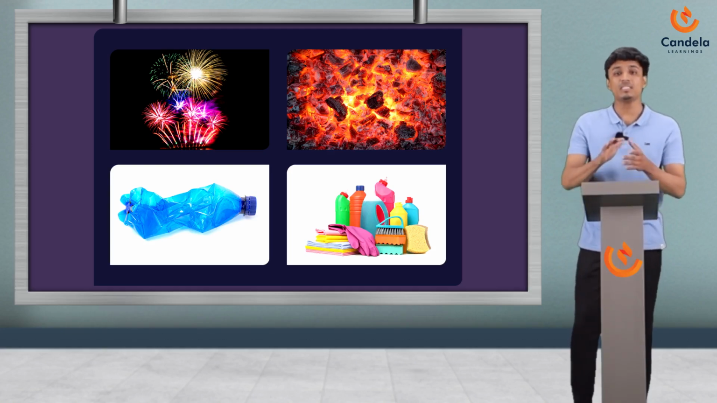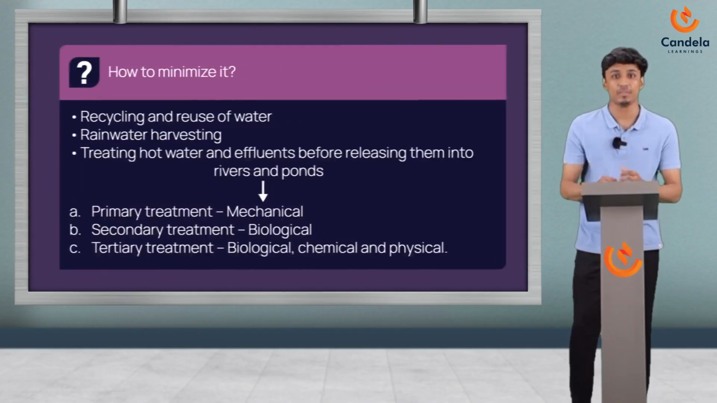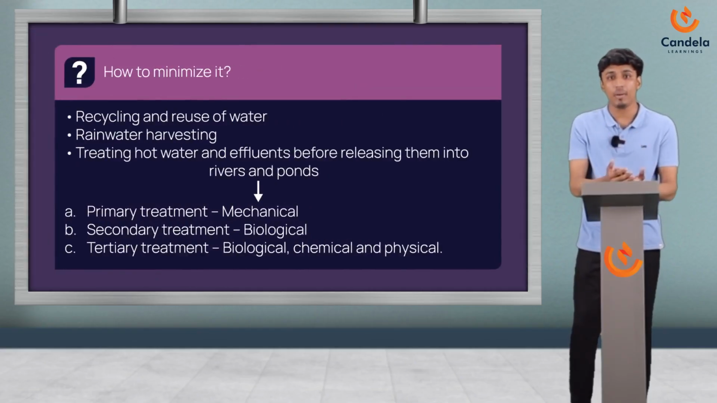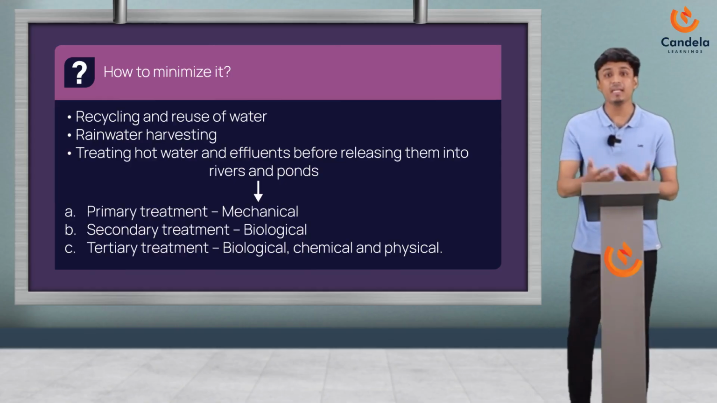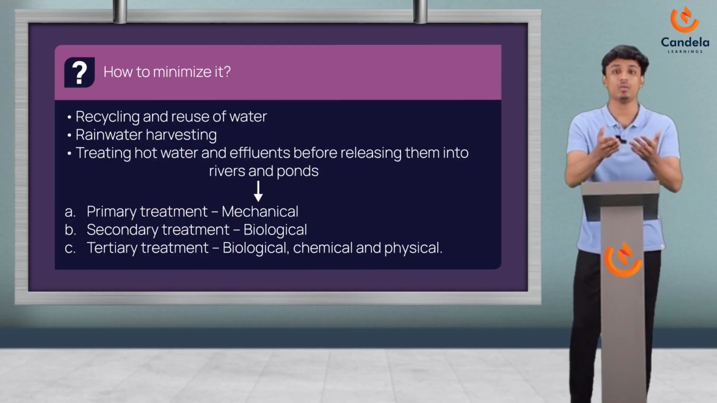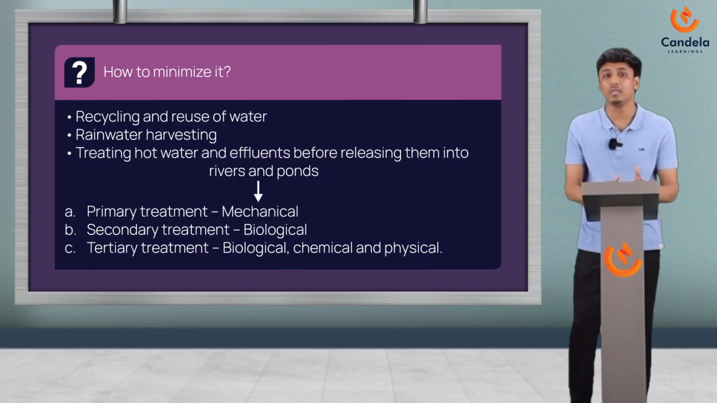Okay. Now let's see how to minimize pollution. So the first point is recycling and reuse of water. Recycling and reuse of water is an effective way to reduce pollution and conserve water resources. I think we already learned about this in the chapter water resources, right?